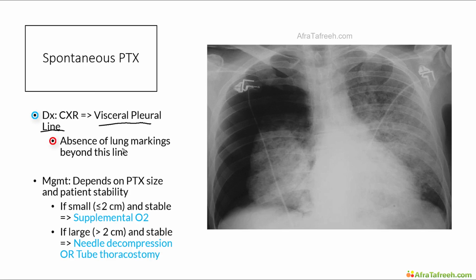On chest x-ray, our patients with spontaneous pneumothoraces should have a clear visceral pleural line in which they have an absence of lung markings beyond this line. This can be appreciated in this patient's right side, where we can clearly see this visceral pleural line running here, and beyond this point we don't see any lung markings.